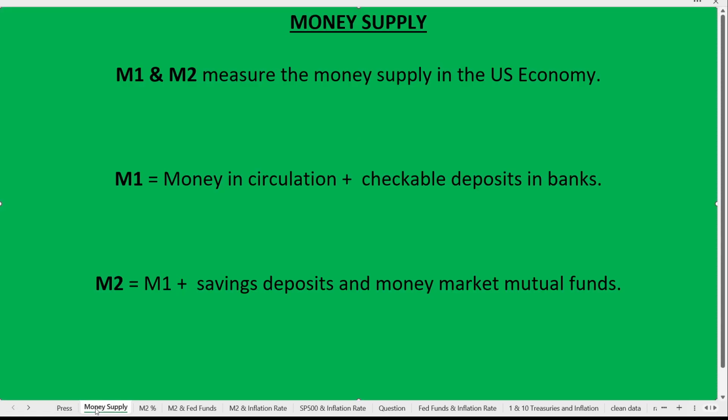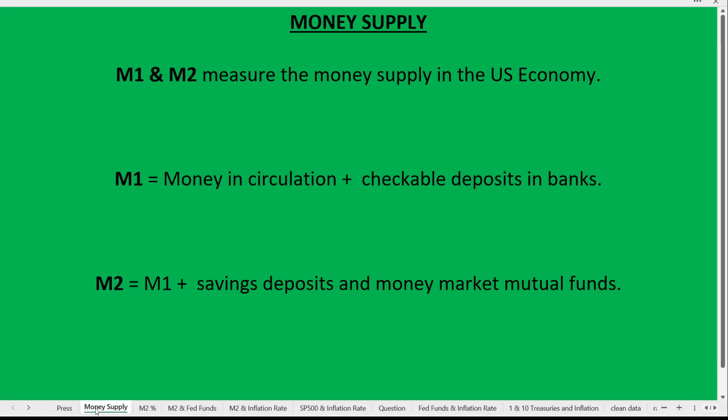Well, first we talk about M1 and M2. They go together. M1 and M2 measure the money supply in the US. Very simply, the amount of money in the country. M1 represents money in circulation, cash, plus checkable deposits in banks. Think of the most liquid assets out there.